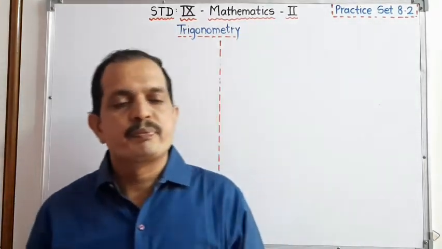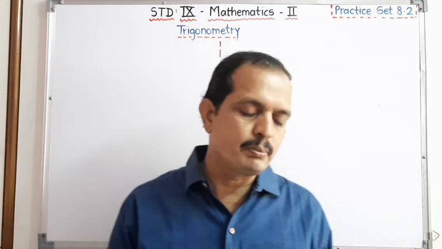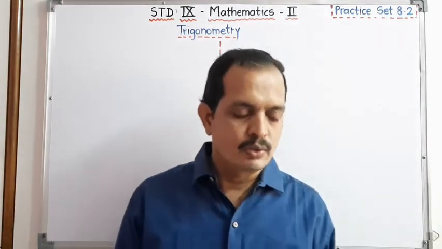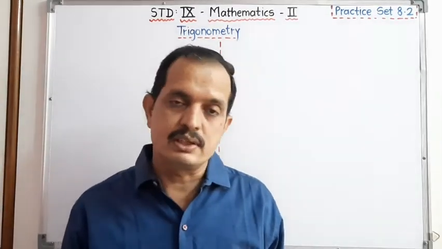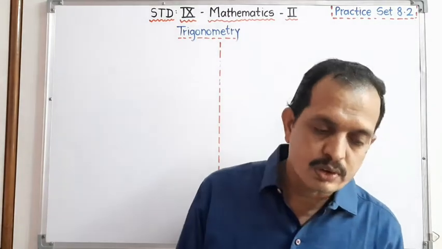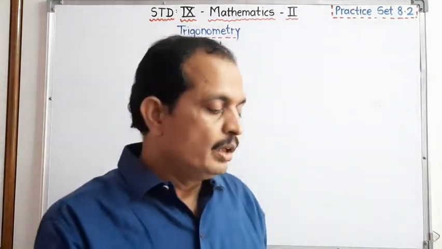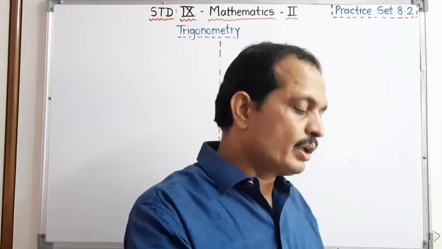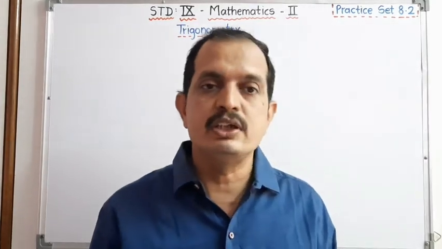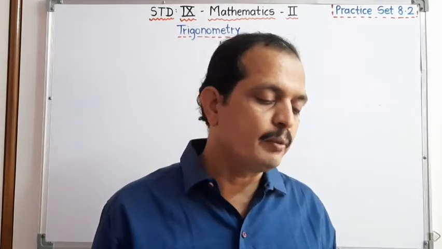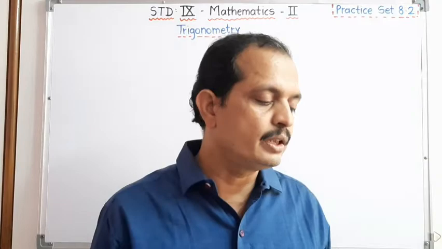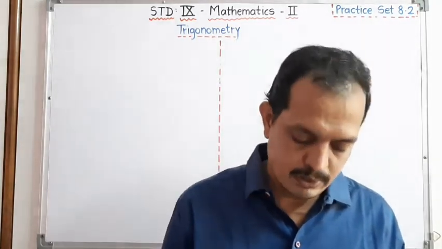Dear student, now we have to start with practice set 8.2. Question number first. There are a total of 4 questions. In the following table, a ratio is given in each column. Find the remaining 2 ratios in the column and complete the table.